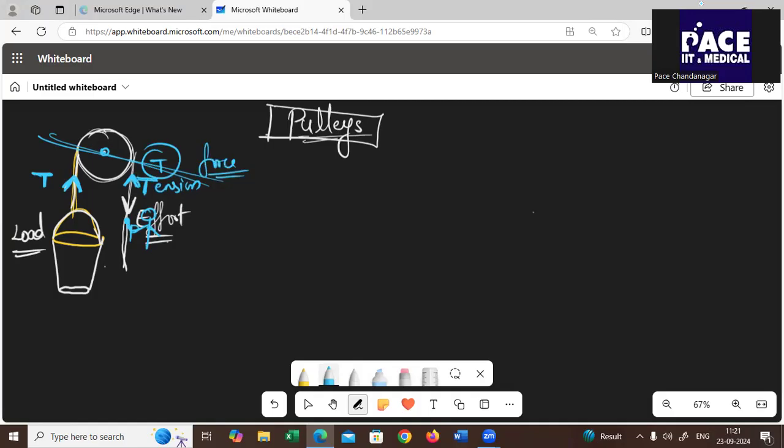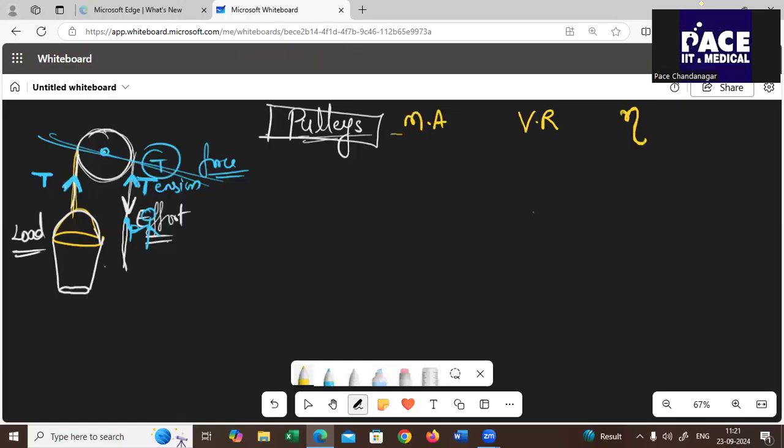This type of pulley is generally used in lifting small loads, not heavy loads. Now we have to talk about some important terms: mechanical advantage, velocity ratio, and efficiency ratio.